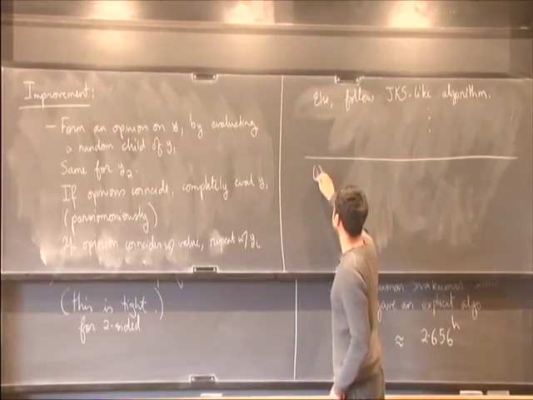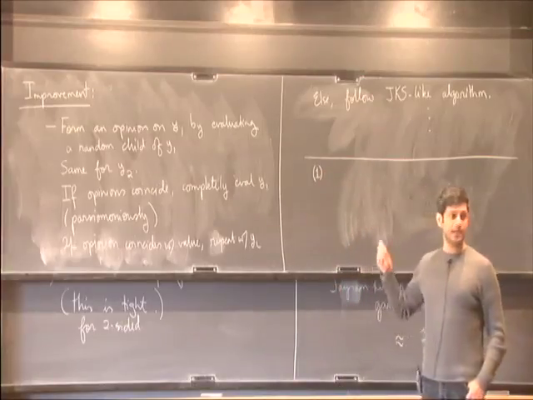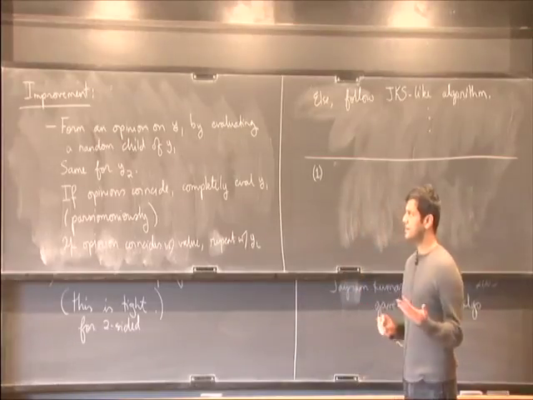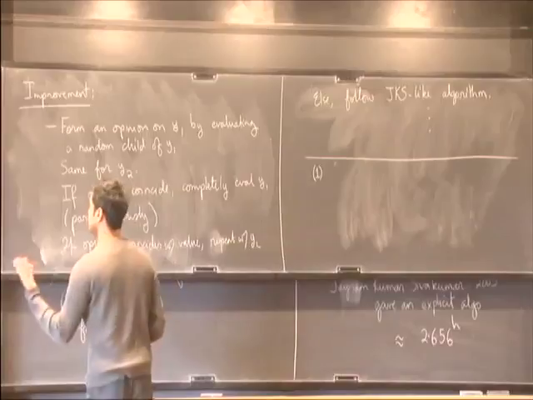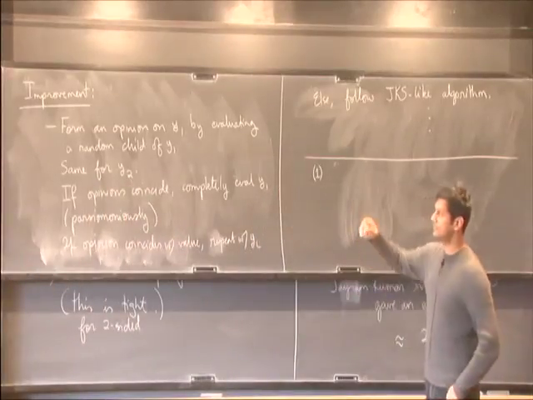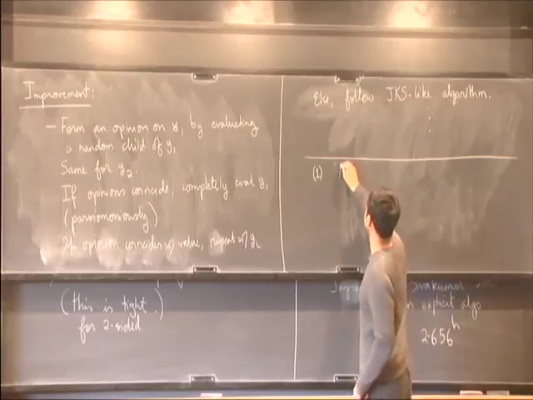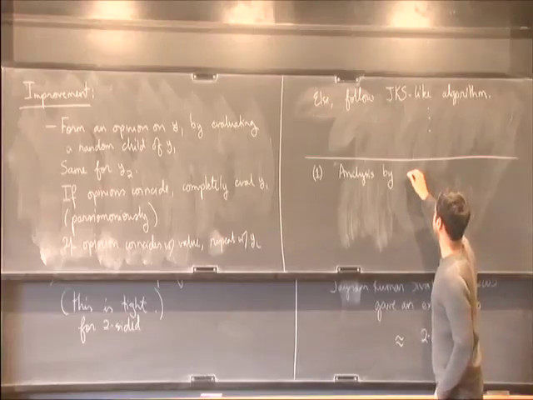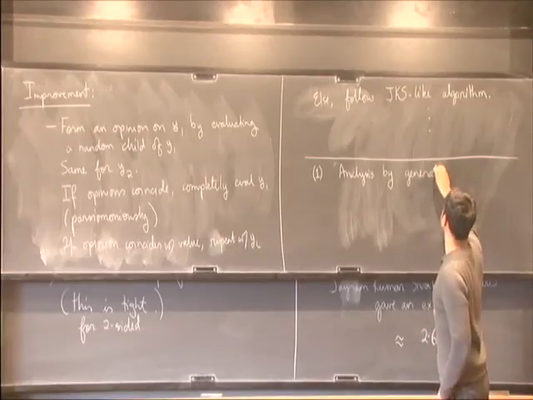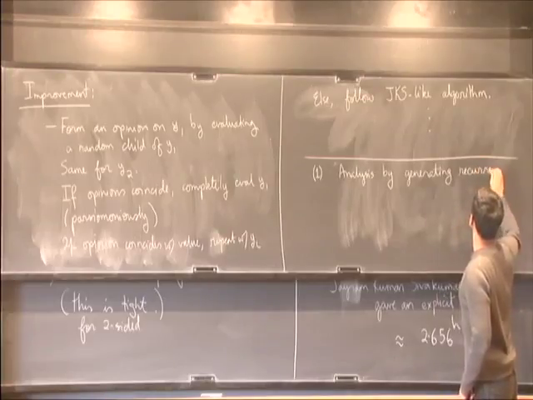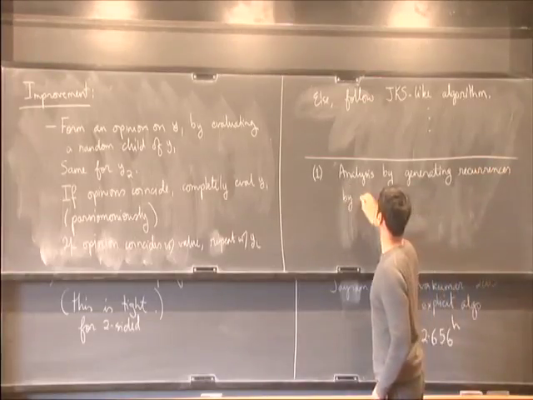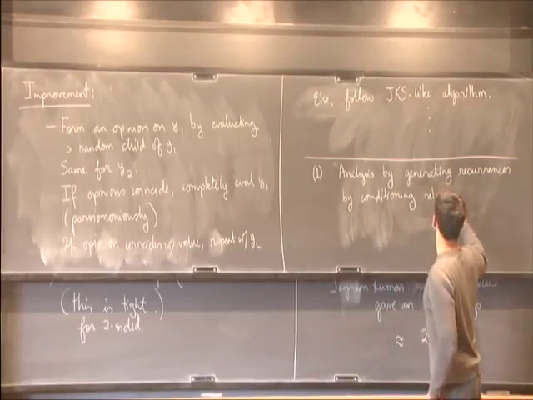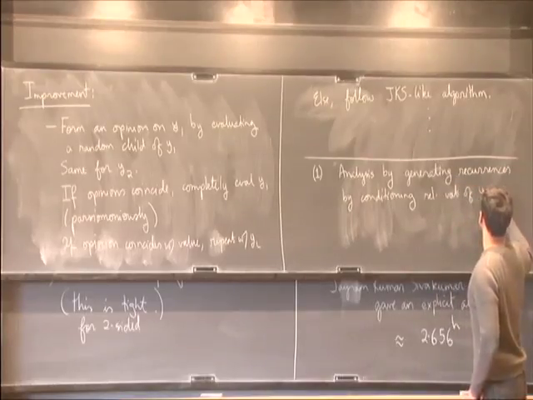One is, it looks like the simplest way to analyze a recursion of this sort is to condition on the relative values of first the children and then the grandchildren. So we generate recurrences by conditioning on relative values of y1, y2, y3.